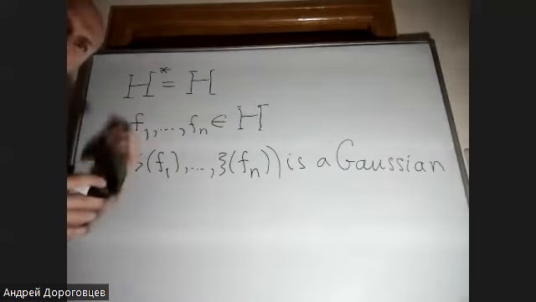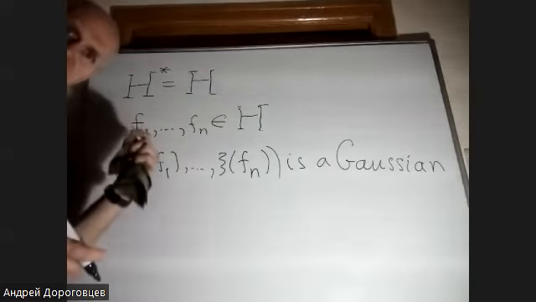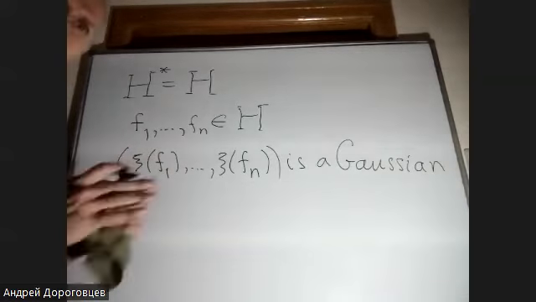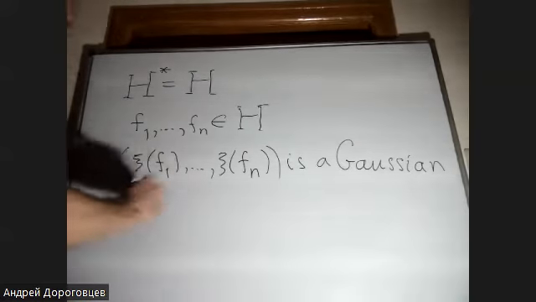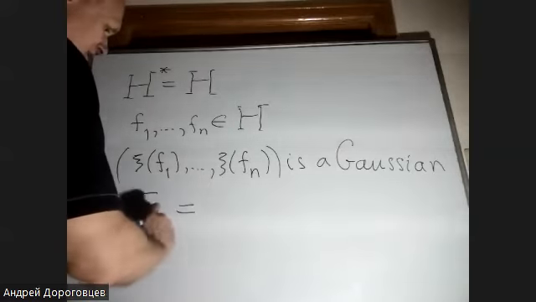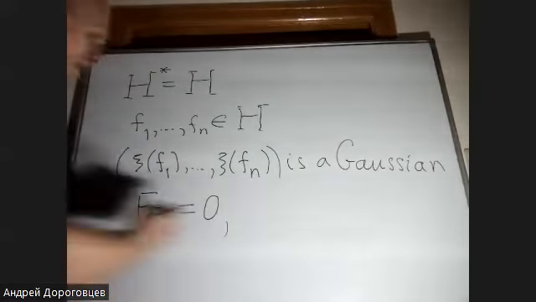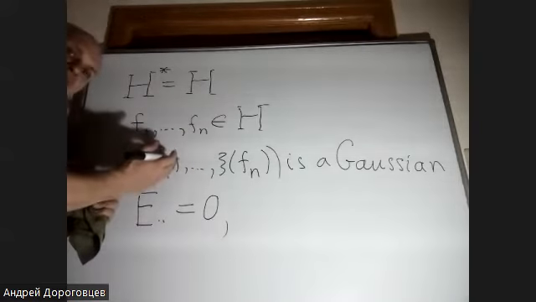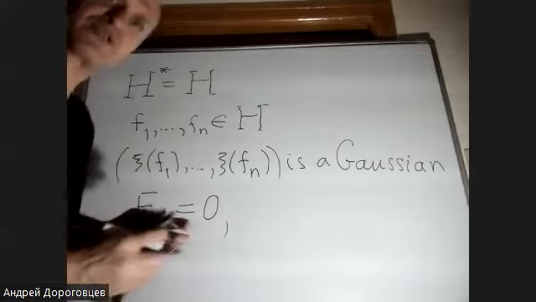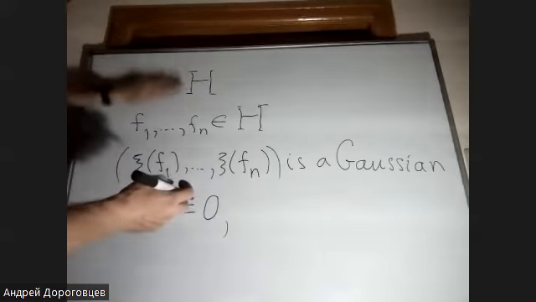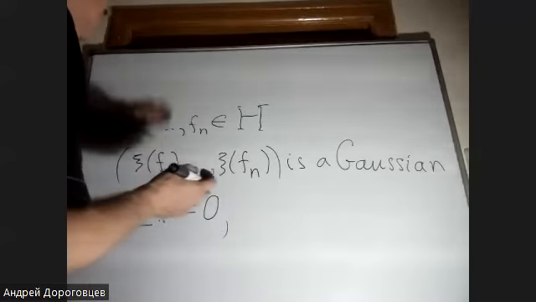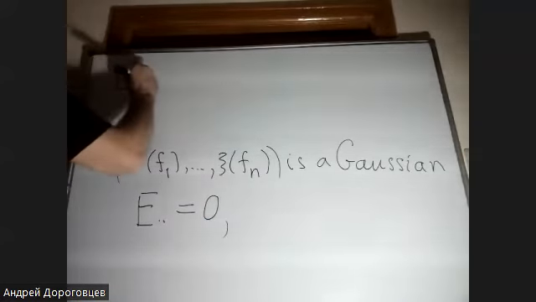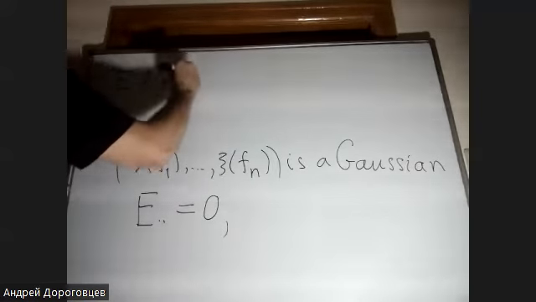The mean is zero because we started from the standard Gaussian random variables Xi k, which have zero mean. The sum also has zero mean, and the limit also has zero mean. So the expectation of this vector, I will write more formally, is equal to zero. What about the covariance? To have the covariance, we just have to calculate the expectation of the product of two such random variables. Let us consider the expectation of the product Xi of f, Xi of g.